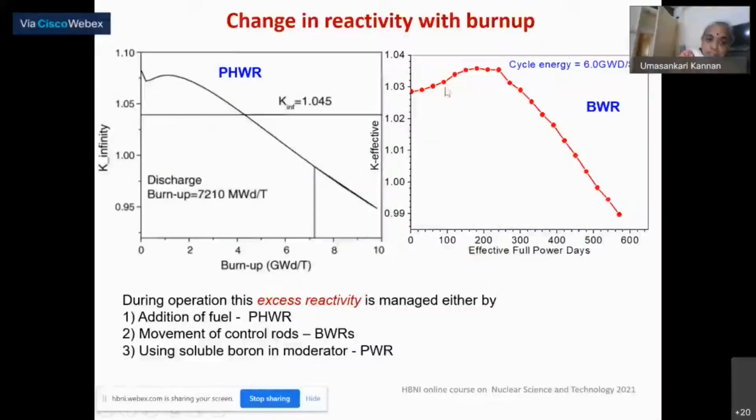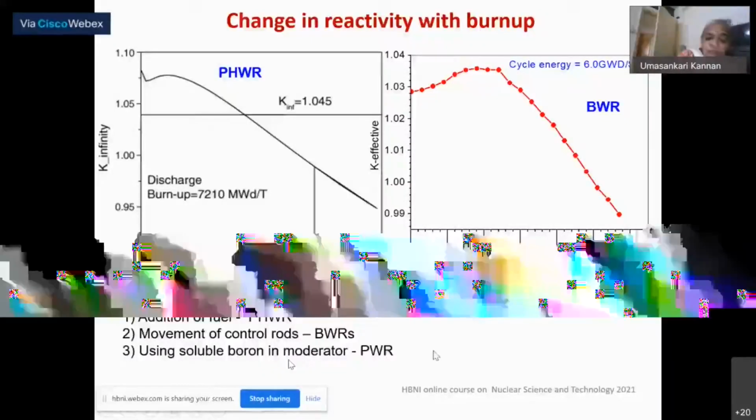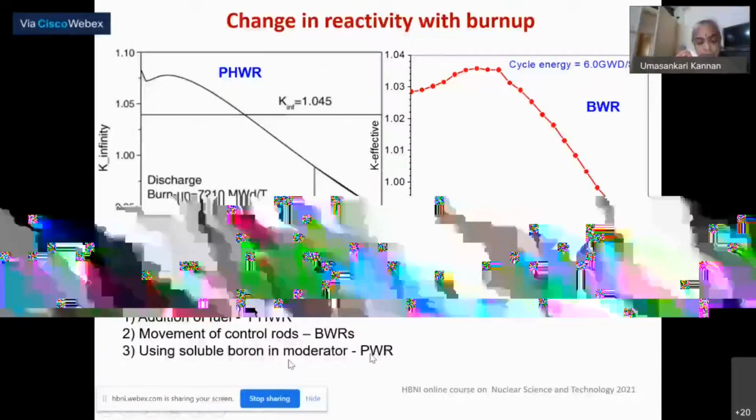Now during this operation, how is this excess reactivity controlled? I told you, you always have to have K equal to 1. How is it controlled? It is suppressed by the control rods, by inserting the control rods. And if I want to keep on increasing the K, then I'll have to add fuel. For example, in a PHWR, I have to add fuel after about 140 full power days. Or I use soluble boron in the moderator, which is used in PWRs, where boron is a neutron absorber. So it is suppressing, balancing your production and loss mechanisms.